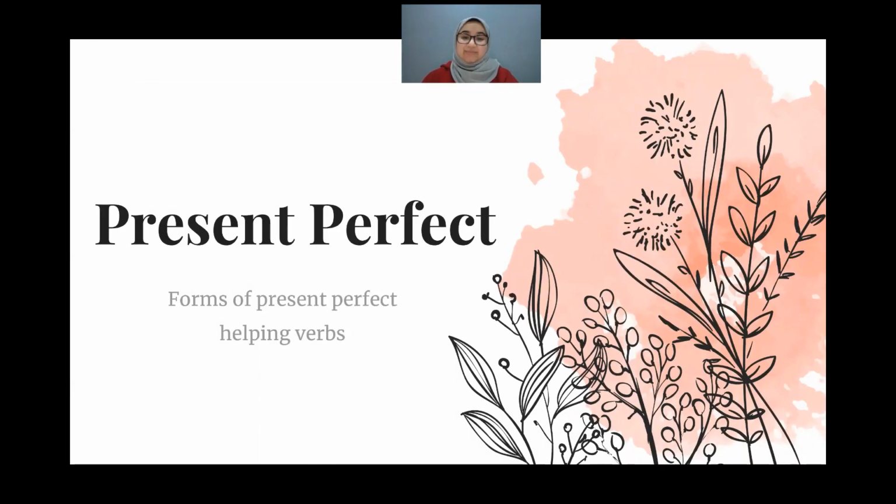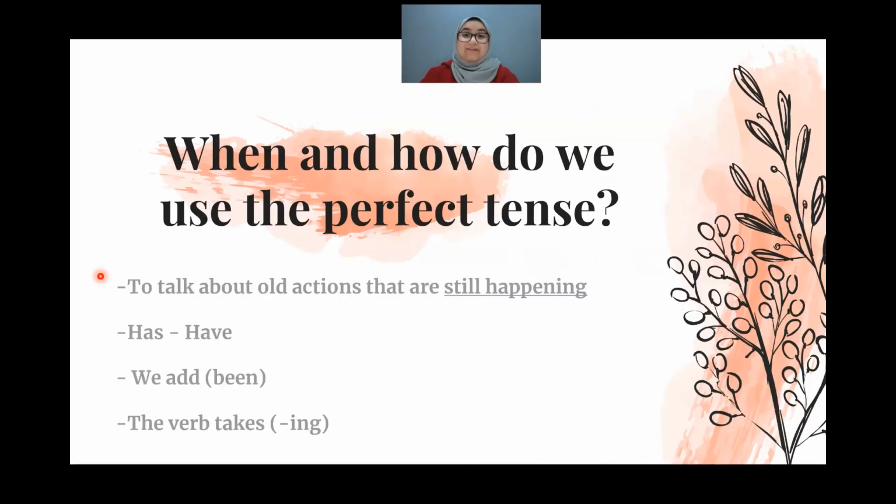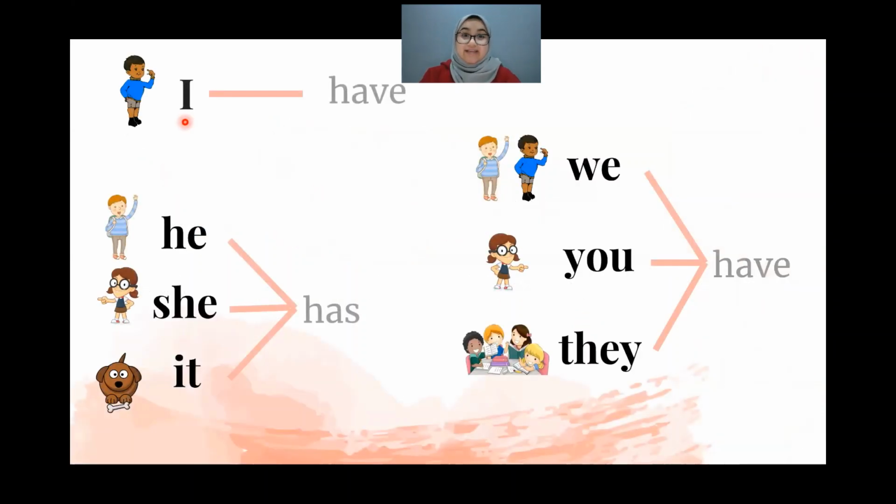Okay, on to number 2, present perfect. The present perfect tense is one of my favorite tenses in English grammar. So let's see when and how we use it. First, we use it to talk about old actions that are still happening. The 2 helping verbs that we use with present perfect are has and have. After we add them to a sentence, we add the word been, and then the main verb takes ing. This will be clarified in the example sentence. But first, let's see the different subjects that take the different helping verbs.